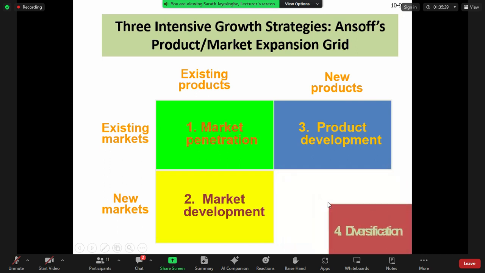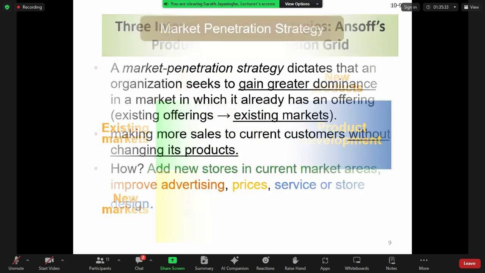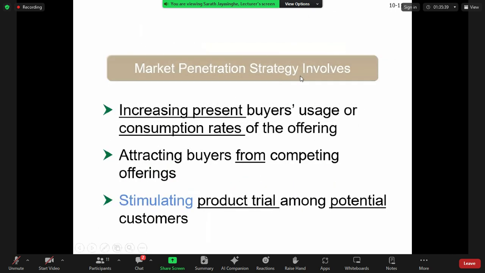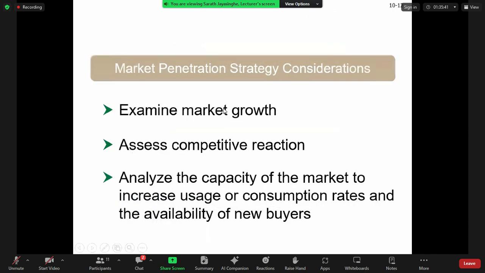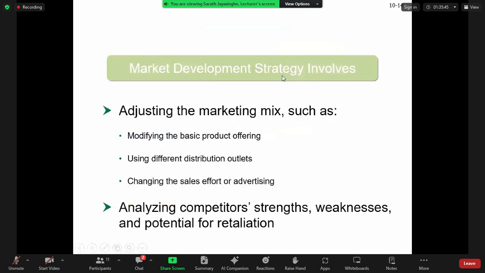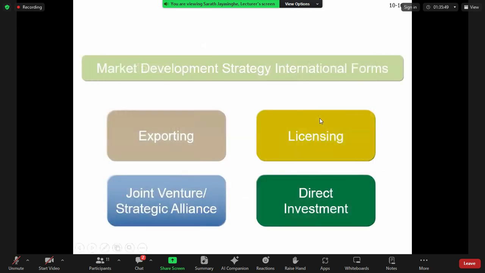Those examples are about new stores. I have given examples of market penetration and market penetration considerations, and market development strategies. So other than that, you can think about market development strategy.